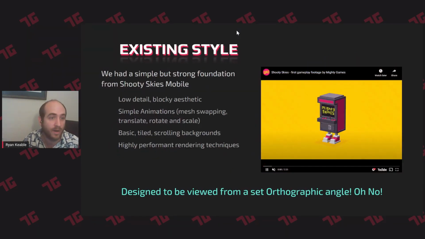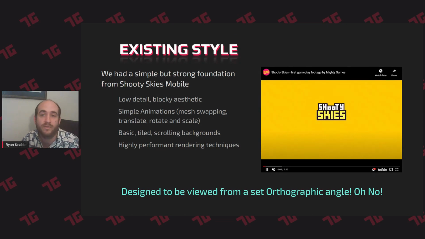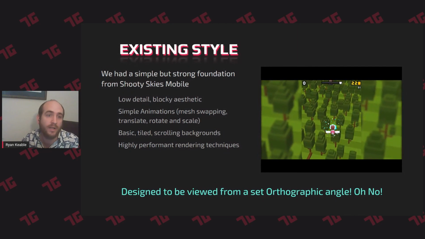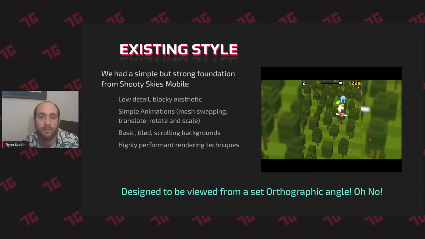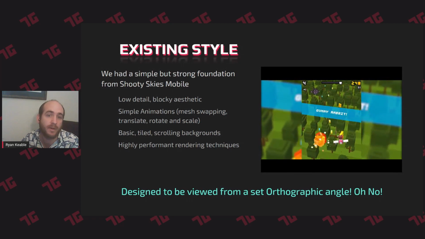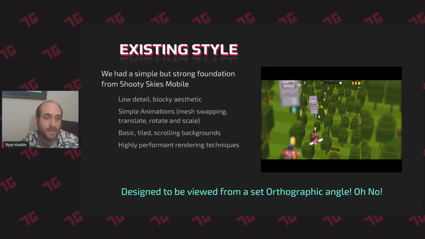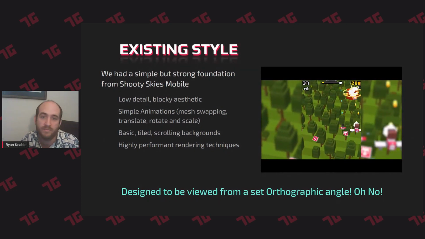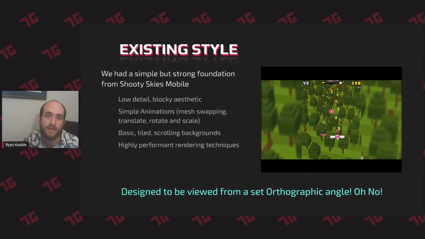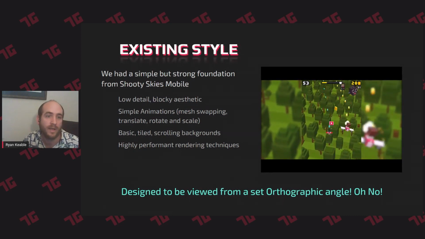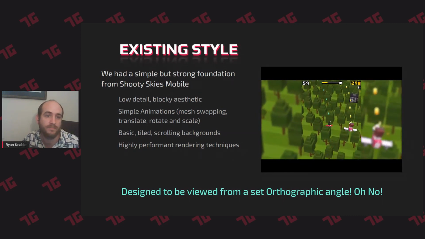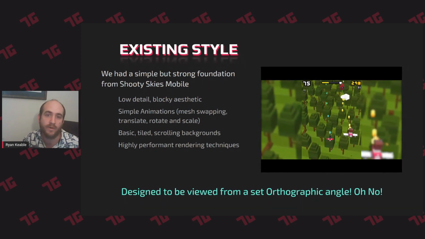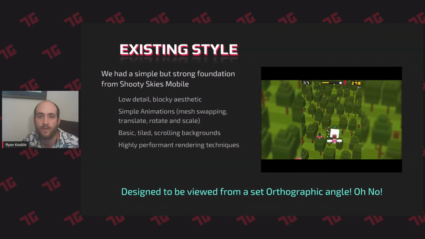So we had an existing style. We had a simple but strong foundation from Shooty Skies Mobile, this beautiful, low detail, very colorful, blocky aesthetic. We were using really simple animations, and we were able to effectively bring them all across, a lot of mesh swapping and just simple things like translation, rotation, and scale. Nothing else, no rigging. And we had basic tiled, scrolling backgrounds.